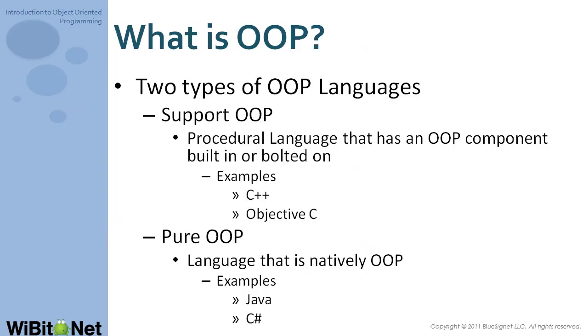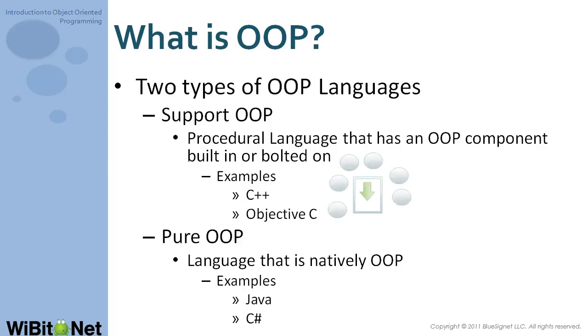So there's effectively two types of object-oriented languages. Yep. Ones that support object-oriented concepts, and ones that are pure implementations of object-oriented programming. They're both very different. The ones that support object-oriented programming are still procedural languages. They're still top-down, but they have object-oriented components built in or bolted onto them.